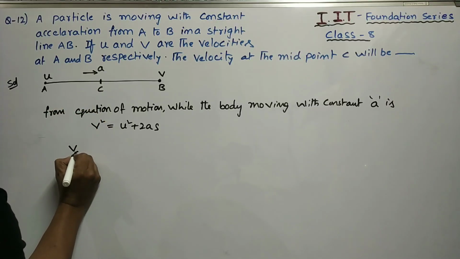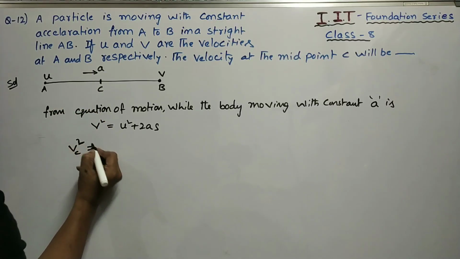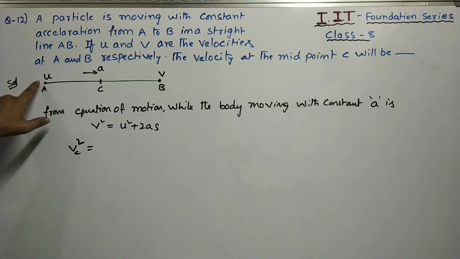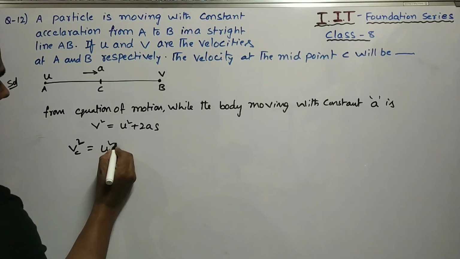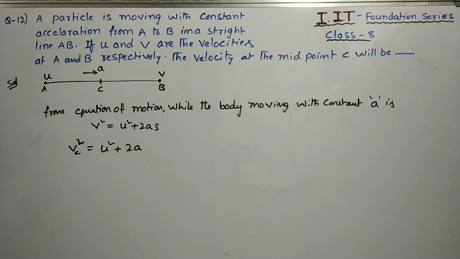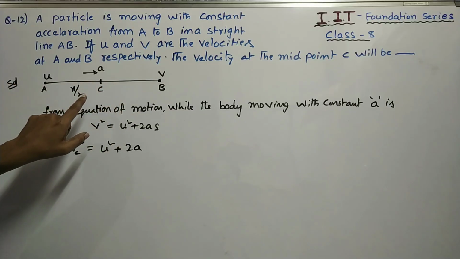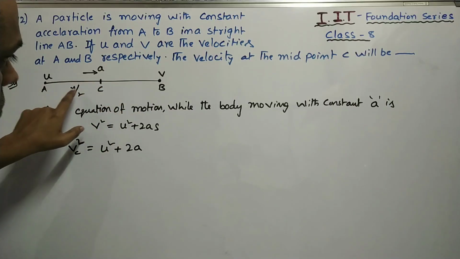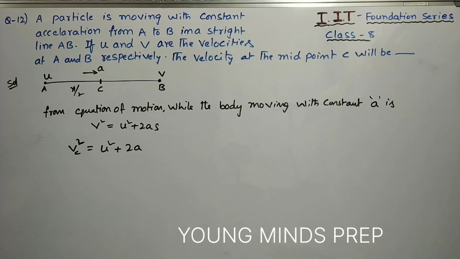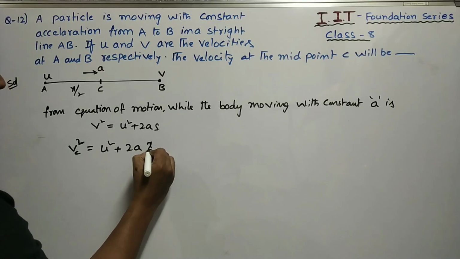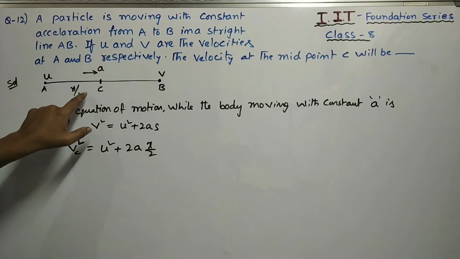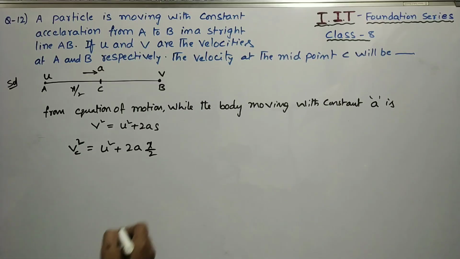So I want the velocity at point C, that is called Vc. Vc square is equal to u square plus 2 into a into s, where u is the initial velocity at point A. The point C is at a distance x by 2. Suppose the total distance between A and B is x, but C is the midpoint, so the distance from A to C is x by 2. So Vc square is equal to u square plus 2a into x by 2. This is equation 1.